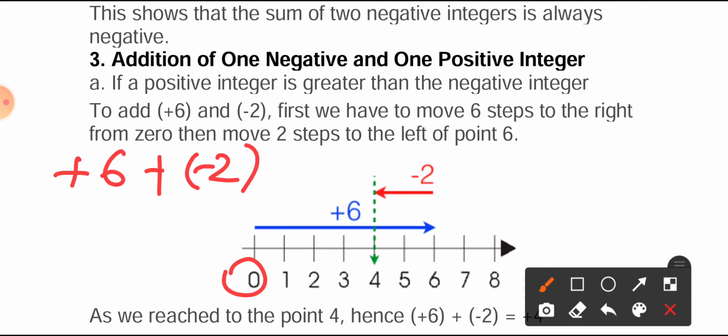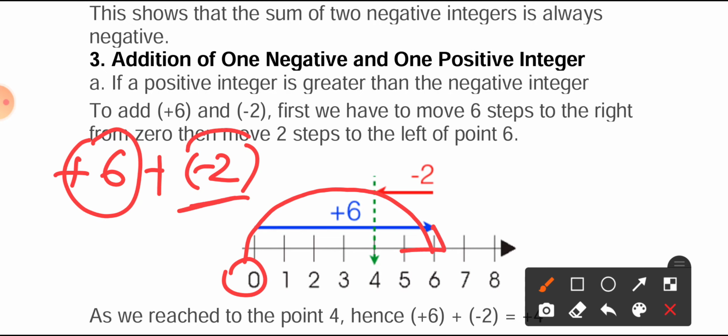So the first integer given is +6. It means first you have to move from 0 to 6. Now how much do we have to add? Minus 2. Minus 2 means we have to move to the left hand side. How many times? 2 times, from 6 only. So 1, 2. It means the answer is 4.